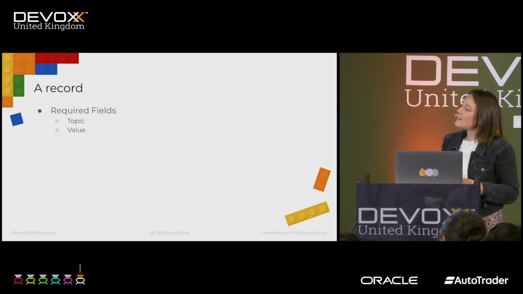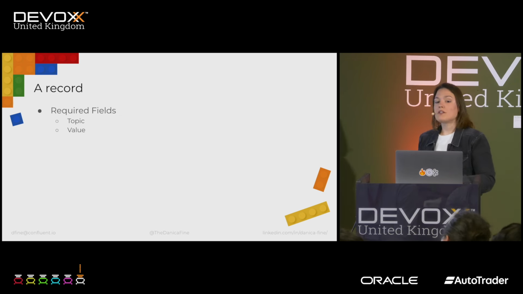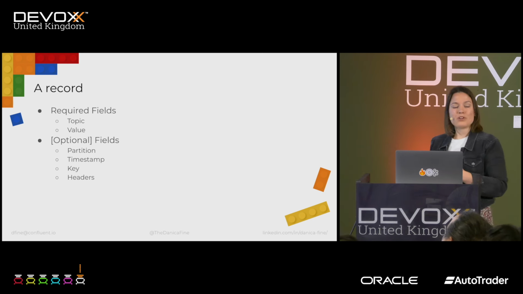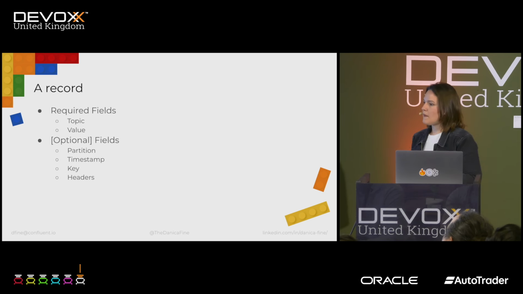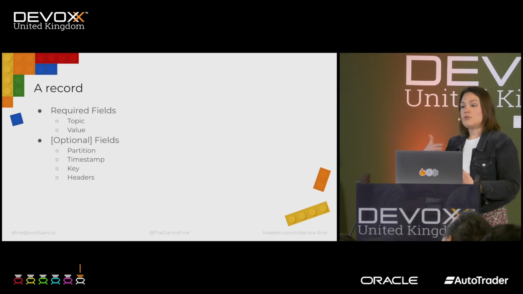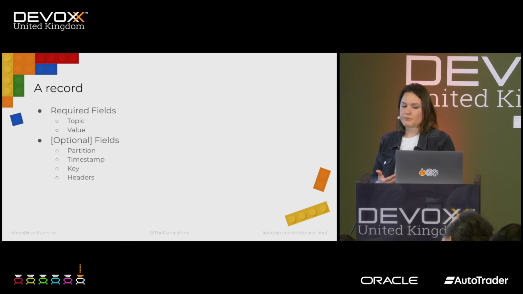So all you really need to know is what topic you are writing to and the event that you're writing, the value of that message. As for optional fields, there are many. You could optionally include a specific partition that you want that message to go to. If you leave that out, your producer is going to use whatever default partitioning strategy it is aware of and use that to compute the partition for you.